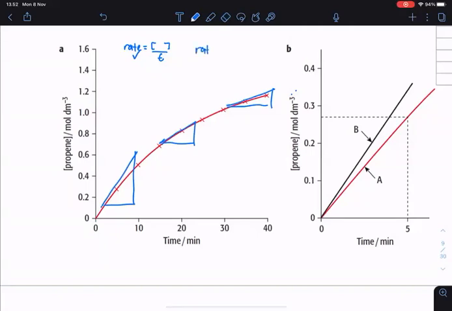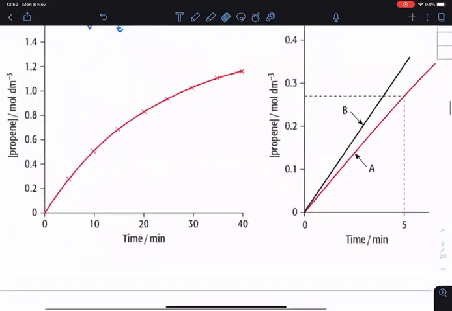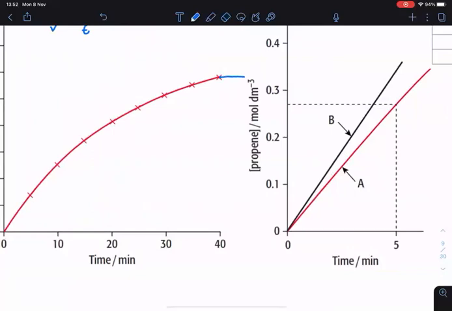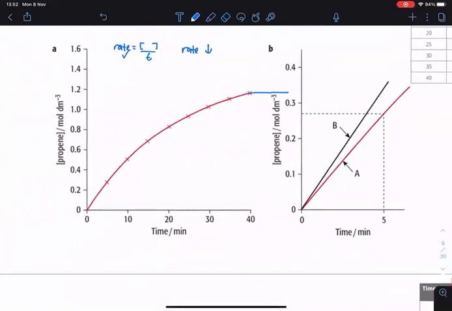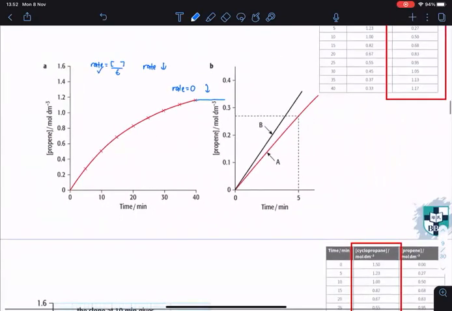The rate goes down until, once the reactant is fully used up, the reaction will actually go like this, where the concentration of propene becomes constant. Why constant? One of the reactants is completely used up, or the reaction has been completed. So what can we say about the rate when it becomes a constant line like that? The rate at that time is going to be 0. Do remember, the rate is decreasing.